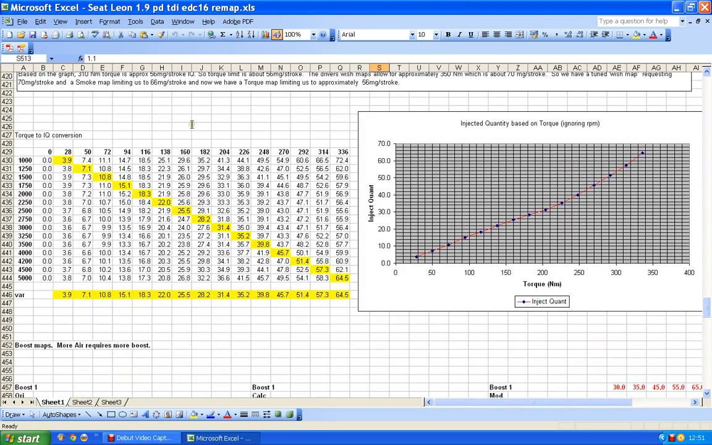If I then go to my torque to IQ conversion chart, this one, which again was pulled straight off the same file, I turned it into a graph. So if I want to get a vague idea of what 280 is talking about, that would be there. And 280 there is somewhere in the region of 50 milligrams. So I'm limiting to 50 milligrams. It's very close to 50 milligrams according to that.